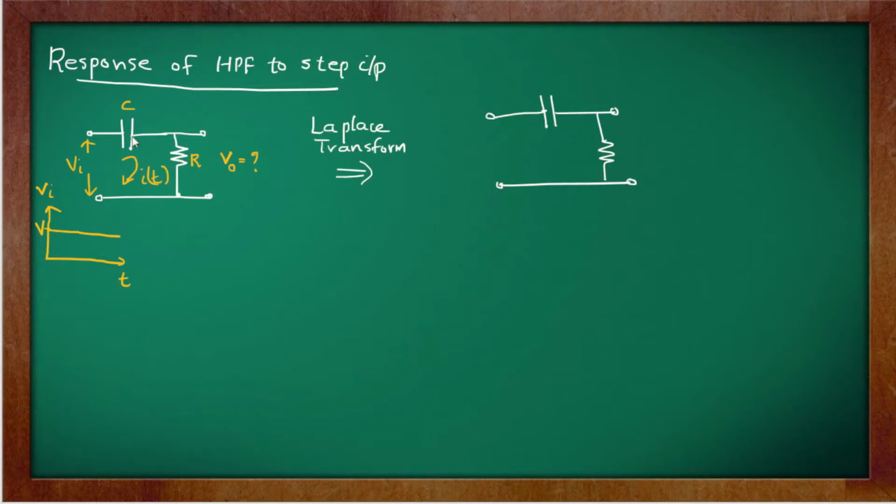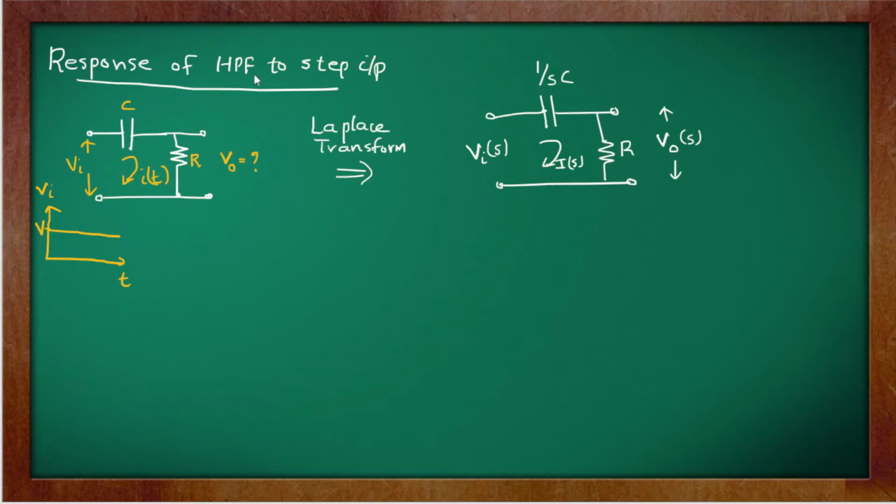Instead of Vi of t, in the Laplace domain I will write Vi of s. V naught of t, the output in the time domain, is denoted as V naught of s in the Laplace domain. R is the same in the Laplace domain, and C becomes 1 by SC. The current I of t is denoted as I of s. So I have converted all the components to the Laplace domain.